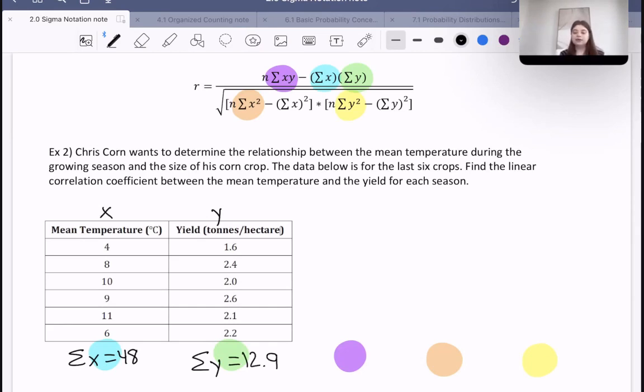Okay, now we need to find all of the purple values, so all the xy values. Over here, this will be the x squared values, and over here, this will be the y squared values.